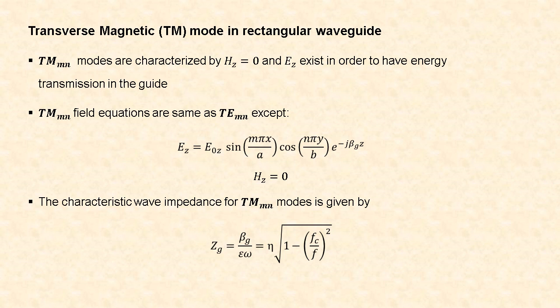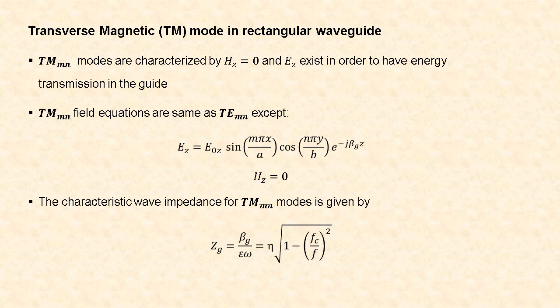The field equations of TM mode are the same as TE mode except the two, Ez and Hz. Ez is equal to E naught z into sine of m pi x by a into cos n pi y by b into e to the power minus j beta z, and Hz is equal to 0, that is, the magnetic field intensity in z direction is 0.